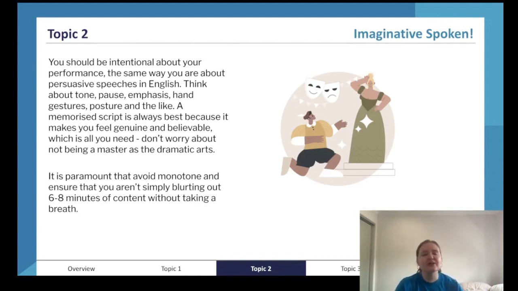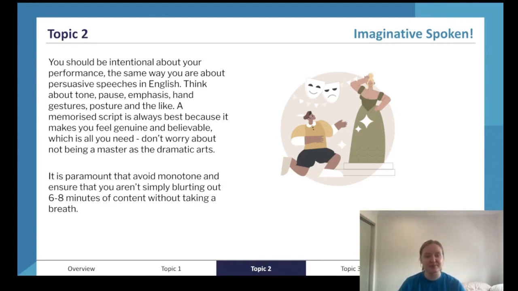And it's really, really important to avoid monotone when you are doing this piece. You're not just blurting out 6 to 8 minutes of content without taking a breath. That is boring, that is not engaging, that is not giving your story and your script a chance to shine. So be thinking, as again, like you do in persuasive, about change in tone, going up at certain parts, going down at certain parts, pause, and other things like that.